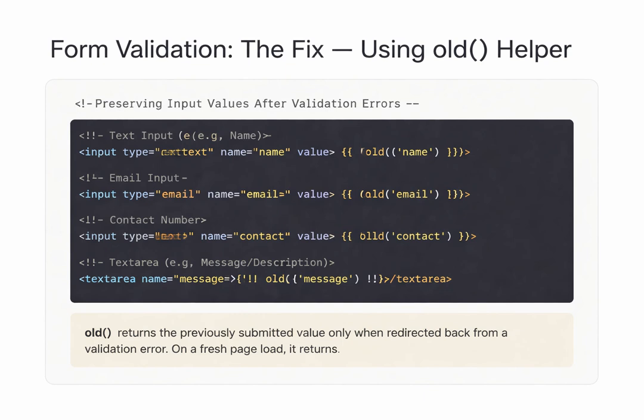One important thing to note, for text areas, there's no value attribute. Instead, you put the old call between the opening and closing text area tags using the double curly brace syntax or the unescaped version with exclamation marks.